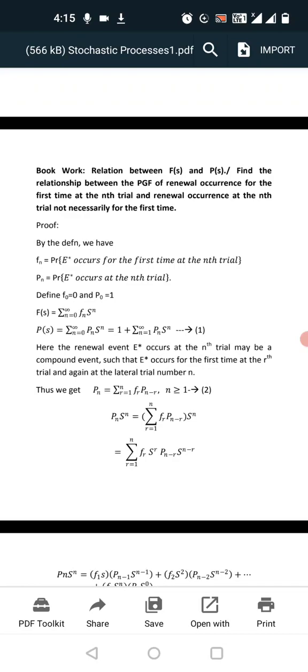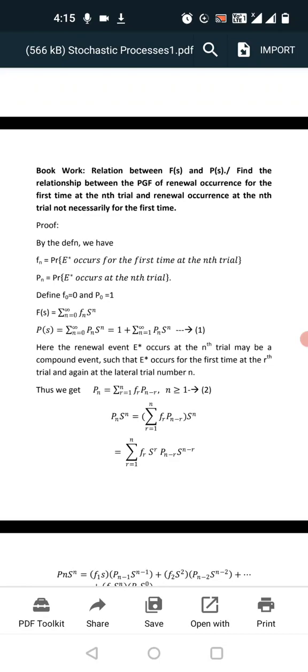We find the relationship between the probability generating function of the renewal occurring for the first time at the nth trial and the renewal occurring at the nth trial, not necessarily for the first time. The proof of this theorem: by definition, f_n is the probability of first occurrence at the nth trial and p_n is the probability of occurrence at the nth trial, with the initial conditions f_0 = 0 and p_0 = 1.